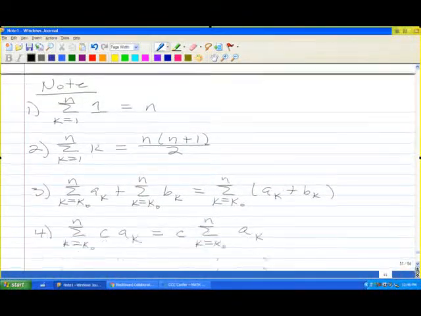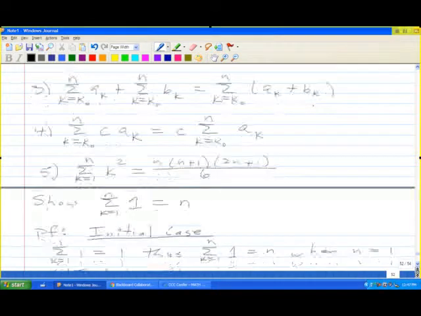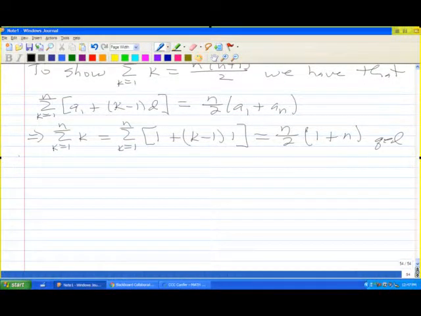And I guess 3 and 4 are actually problems in the book. So maybe I'll do a problem like 48. Actually, yeah, that's problem 48 in the book. So let me do problem 48, which is actually to show one of these. And so let me do that.